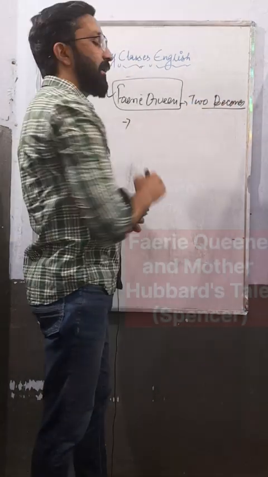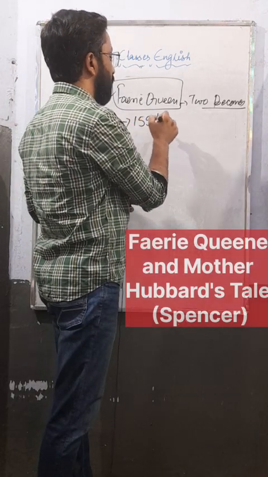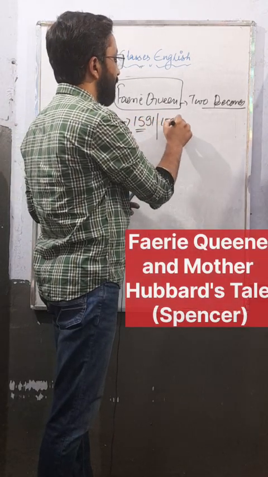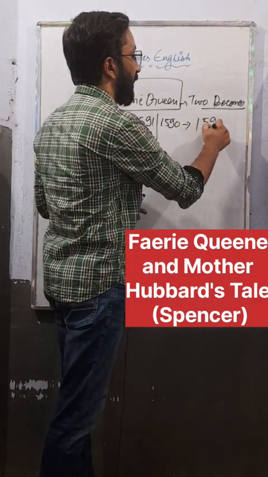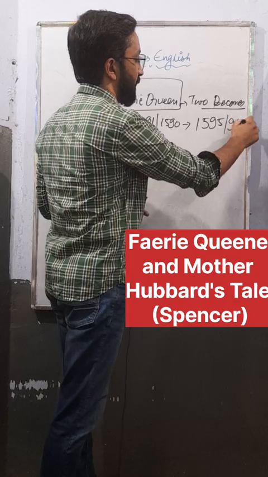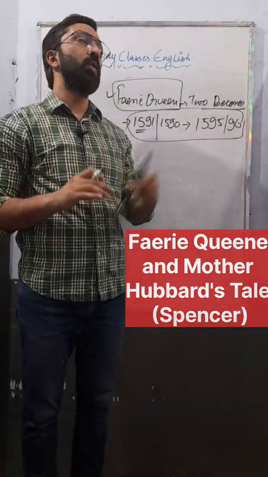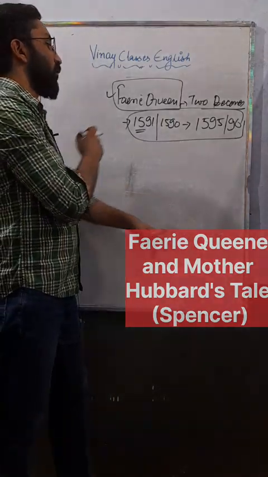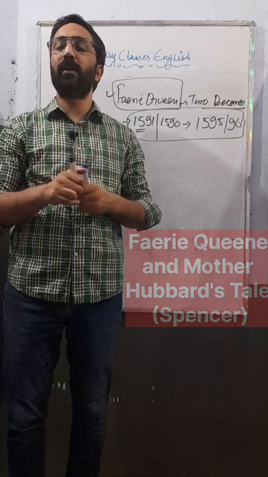For the first time, Fairy Queen was published in 1591, or some sources say 1590, and for the second time it was published in 1595 or 96. So whatever the options in the exam, you have to choose accordingly, right? Why was it published twice? Now the question arises: why was Fairy Queen published twice?